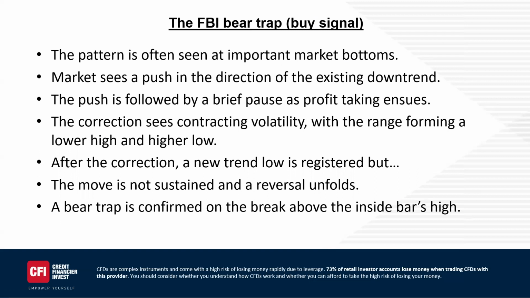So after this correction, we get the sellers stepping back in, they push the market down through the bottom of the inside bar, and they make a new low, sometimes a new trend low, sometimes just the break of the inside bar. But this move isn't sustained, and we get an upside reversal because those that sold the break of the inside bar are not very happy. They're on the wrong side of the market. They cover their short positions, and this drives the market higher. The trap is confirmed when we find ourselves through the other side of that inside bar's high.